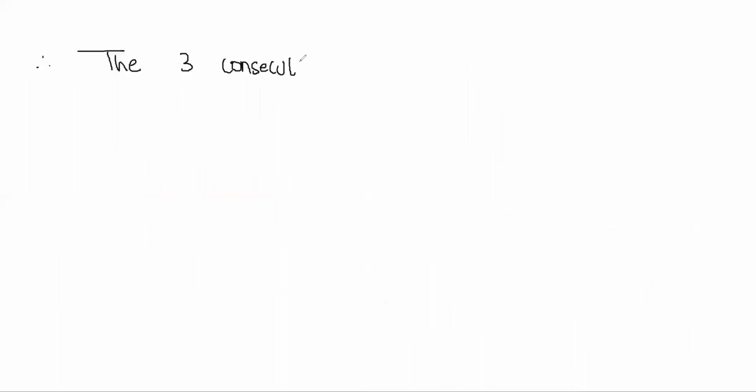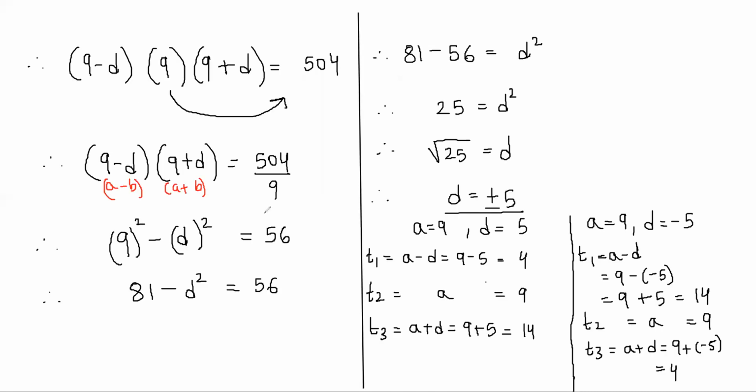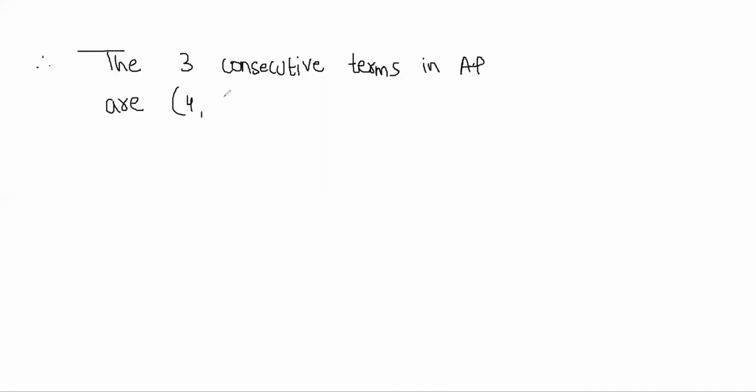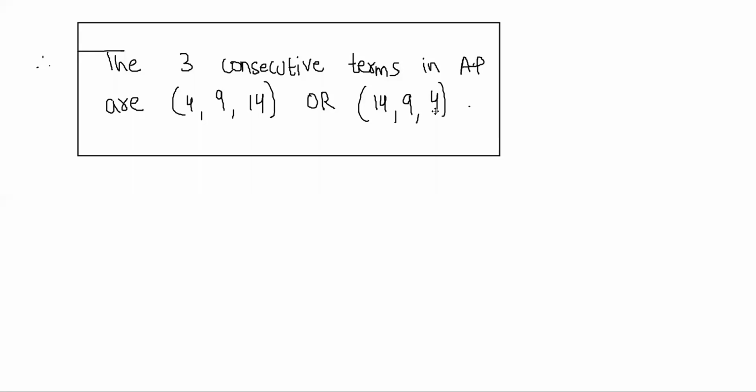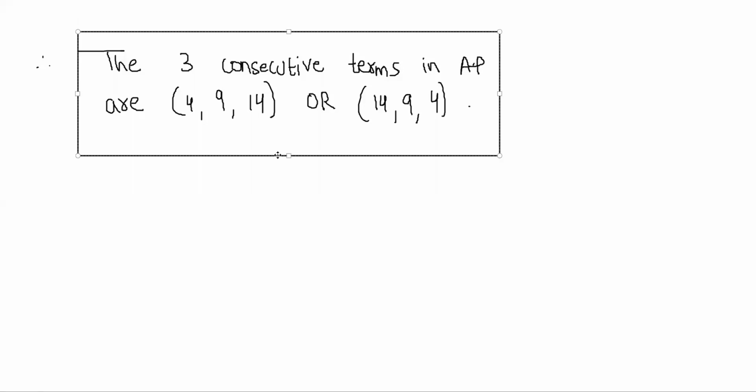The 3 consecutive terms in AP are, क्या सेट मिला, दोनों सेट लिखने हैं हमको. फर्स्ट सेट इज 4, 9, 14. So we are going to write 4, 9, 14, और ये vice versa उल्टा है, 14, 9, 4. Our final answer. If you want to write, copy any step, you can let me know once I unmute you.